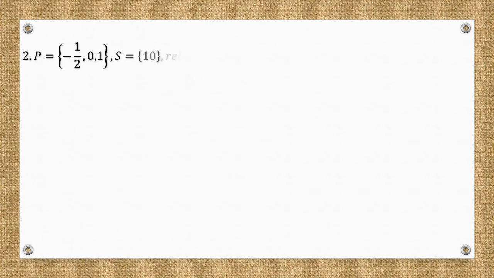Here the functions are given on the basis of sets P and S. Now the P is negative 1 upon 2, 0 and 1. The S set only has one value, that is 10, and the relationship here is k(x) is equal to just 10, and x belongs to P. Now as we can see here that the first value of P is negative 1 upon 2, so we will take x is equal to negative 1 upon 2.